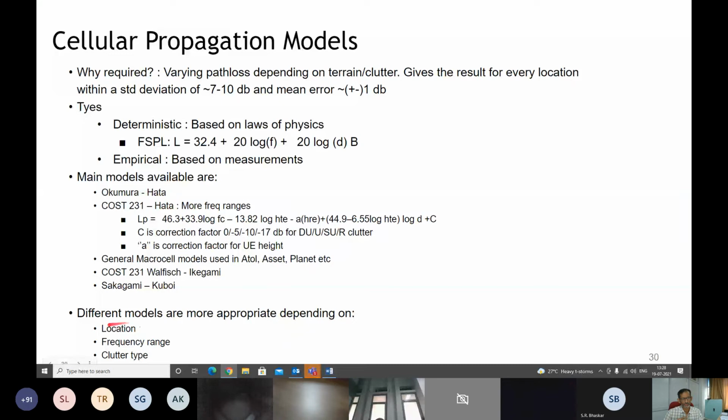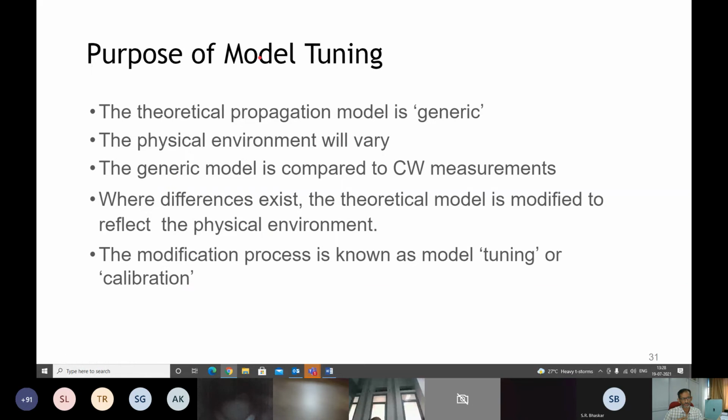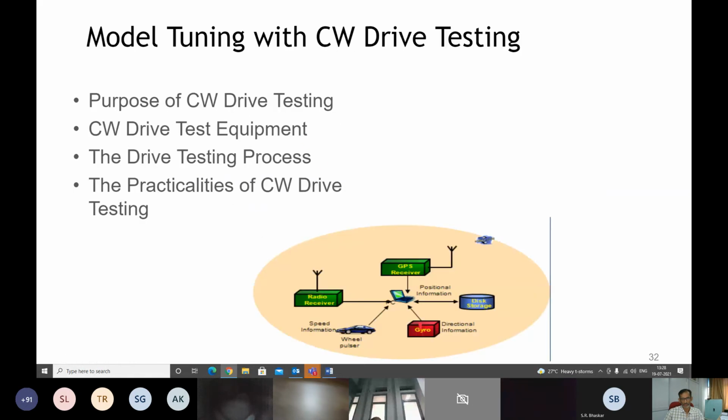Some of the models are suitable only for frequencies less than 1 GHz. Some models are tuned for up to 2 GHz. Now mmWave will require a different kind of understanding. So different clutter, that's why we need model tuning. In model tuning, you do continuous wave drive testing. You have a transmitter which transmits at a mid frequency of, say, 1 GHz or 900 MHz, and then you have a GPS and a GIS system. Then you receive. With this, you validate your model, and then you can finalize the coefficients of your model.